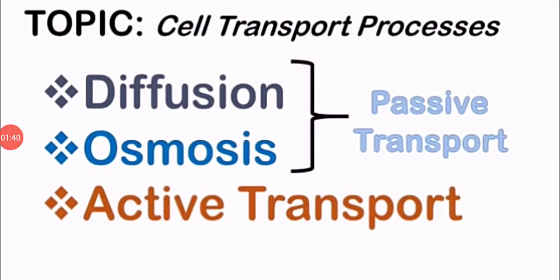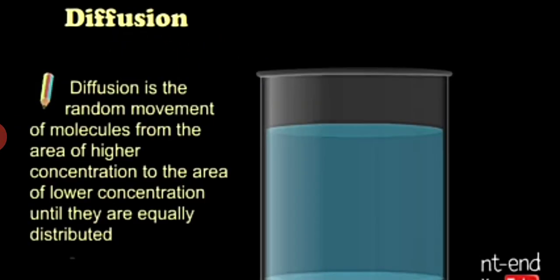Diffusion and osmosis are passive transport, that is, they don't need any energy for their transportation, whereas active transport is the type of transport which requires energy. We will discuss each of these in detail. Now we will discuss diffusion.